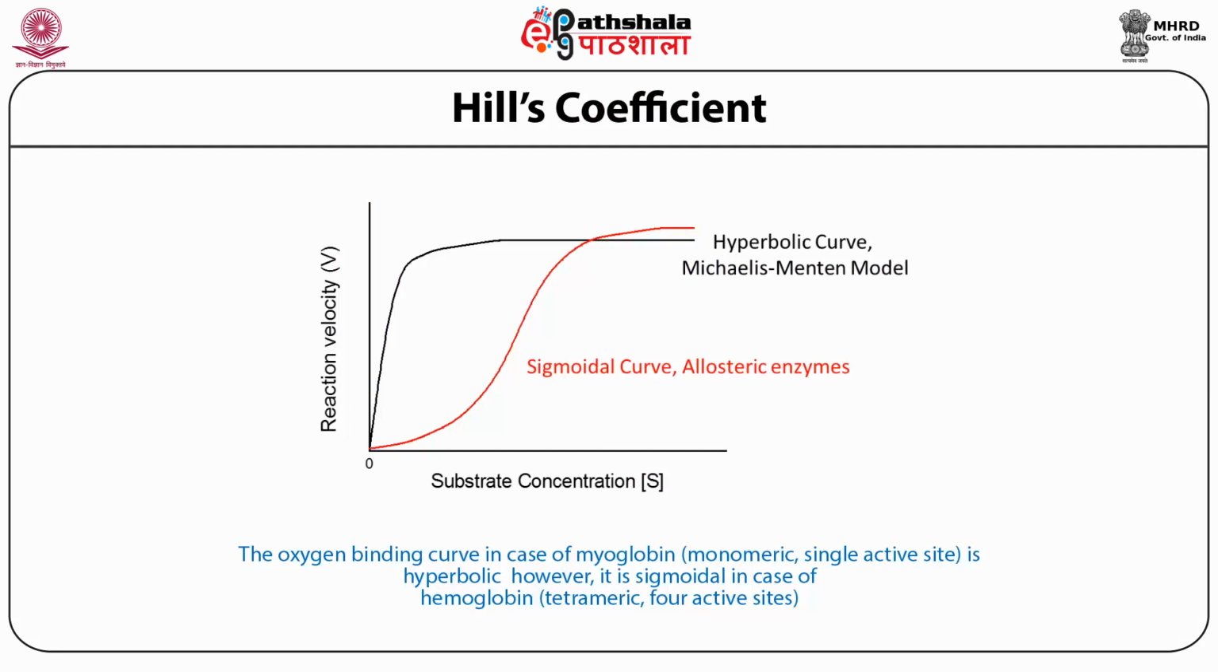So here in this graph, you can see that there is a comparative graph which is plotted between reaction velocity and substrate concentration. The enzymes which follow Michaelis-Menten model show hyperbolic curve, which is shown in black color. However, the enzyme which has multiple sites and can bind multiple substrates generally shows a sigmoidal curve, which is shown in red color. So you can see very easily that the enzymes which follow Michaelis-Menten model can bind only one substrate, and the enzymes which follow enzyme cooperativity show sigmoidal curve and can bind multiple substrates.